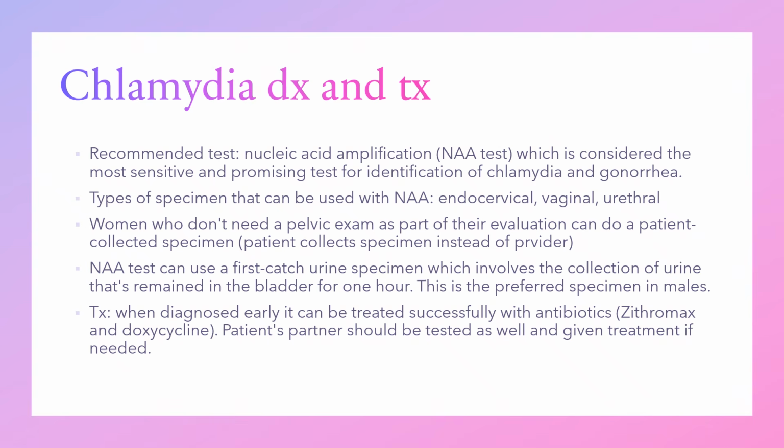The NAA test can use a first catch urine specimen, which involves the collection of urine that's remained in the bladder for 1 hour. This is the preferred specimen in males. For treatment, when it's diagnosed early, it can be treated successfully with antibiotics like Zithromax and doxycycline. And the patient's partner should be tested as well and given treatment if needed.